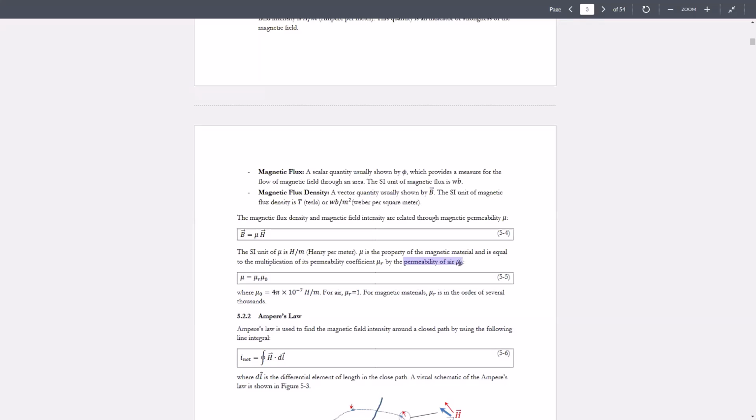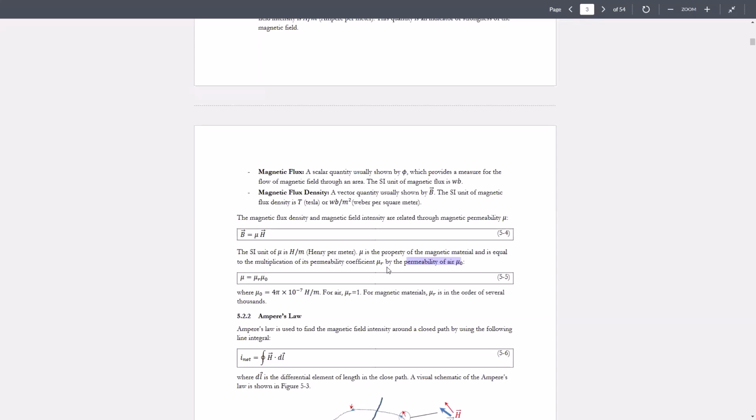If you are in the open air, the permeability of the open air is what we call mu zero. If the magnetic field exists inside a magnetic material, for example iron, then depending on the material we could have a permeability coefficient of mu r, which gets multiplied by mu zero to show the total permeability of that material. So the magnetic permeability of a material is called mu, which is the product of mu r, the permeability coefficient, times mu zero. What is mu zero?